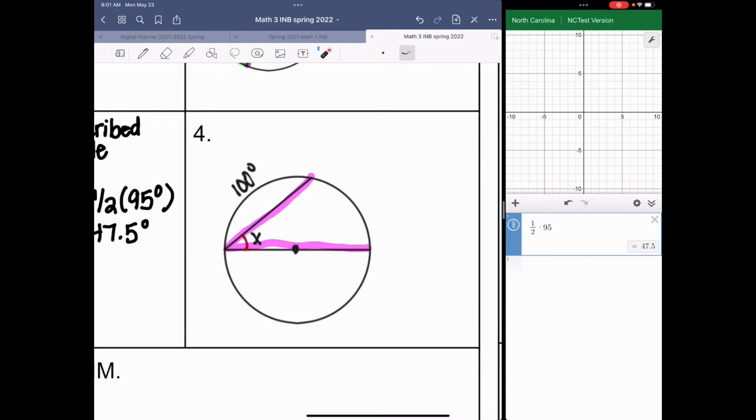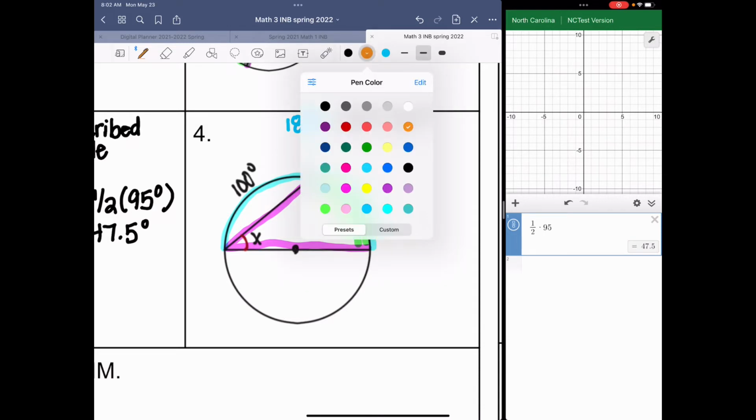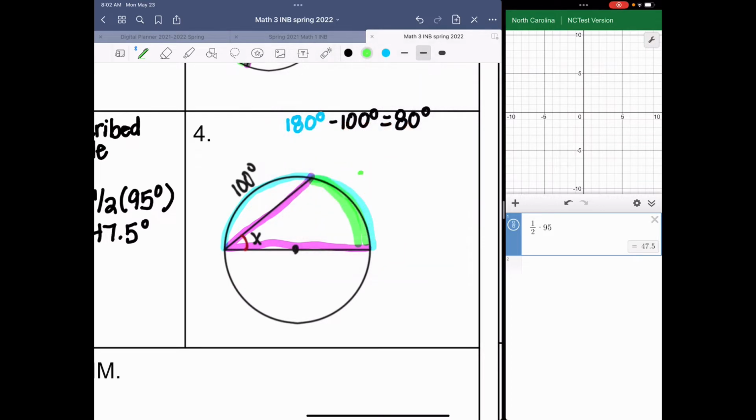So I know that this whole arc right here is 180 degrees. So the whole arc is 180 degrees, and we need to figure out what this part of the arc is in green. So how do we figure out this part of the arc? Well, we can say 180 minus 100 degrees, and that gives me 80 degrees here. So this measurement of this arc that we're actually going to be using is 80 degrees.